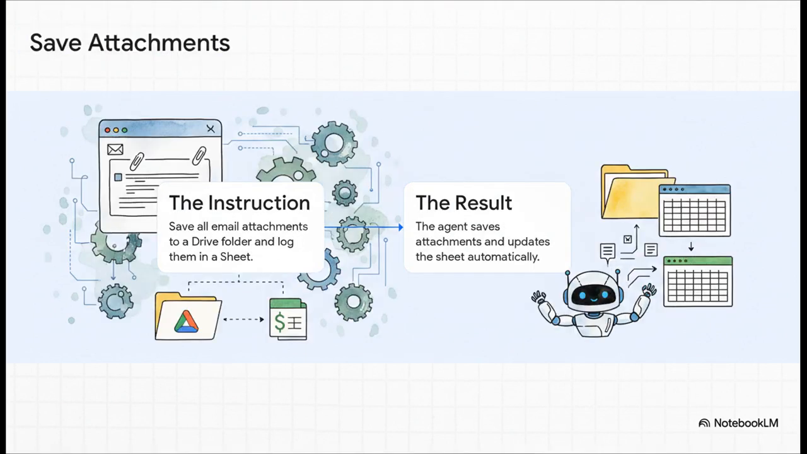Or how about this classic time waster, managing attachments? Imagine you're in the finance department. You can just set an instruction to automatically save all incoming PDF invoices to a specific Drive folder, and then log the details in a sheet. The agent just handles it. No more downloading, renaming, uploading, and copy-pasting. That's literally hours of admin work just vanishing every week.